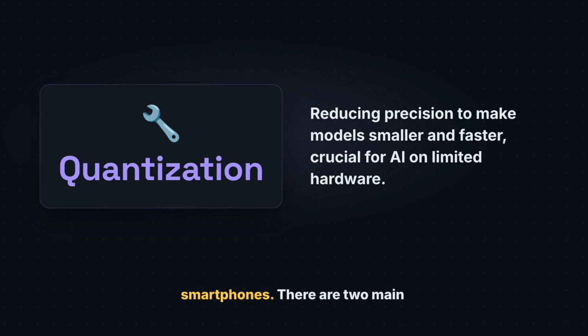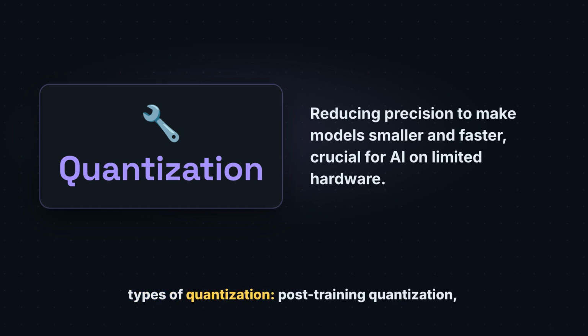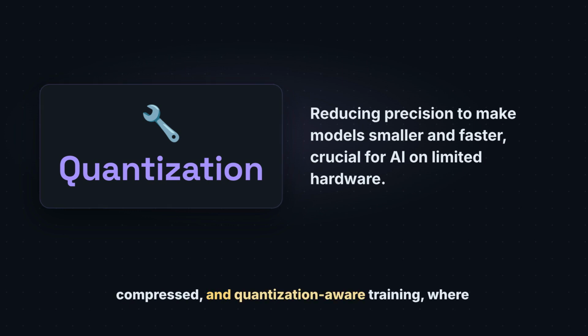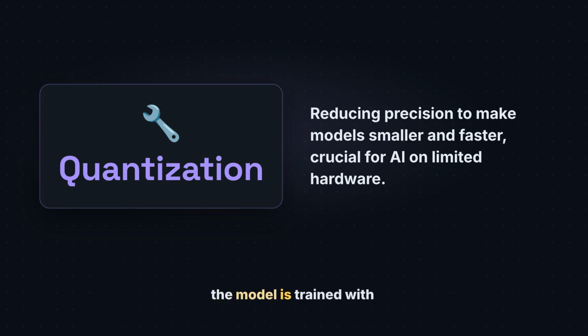resources, like smartphones. There are two main types of quantization: post-training quantization, where the model is trained with full precision and then compressed, and quantization-aware training, where the model is trained with quantization in mind from the start. Both methods have their pros and cons, but they share the goal of making AI more accessible and efficient.